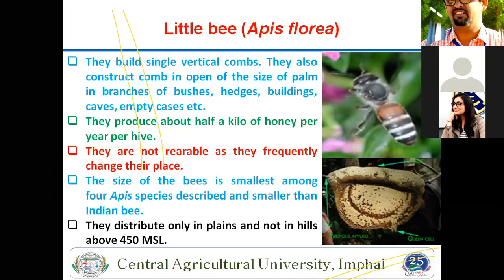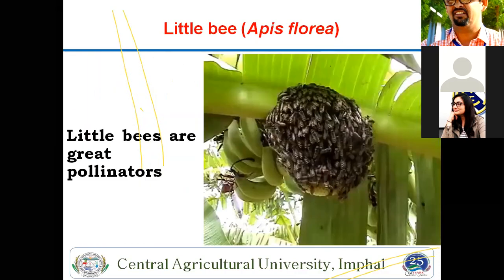We also took one box, but within 10, 20 to 30 days they absconded from this box. The size of the bees is the smallest among all four species, and they are distributed only in plains, not in hills. Only some areas here have them, but they are mostly found in very plain areas. They are found in high numbers there, but in hilly areas very little availability. So this is the condition: it is a very small type, making one single open type comb.